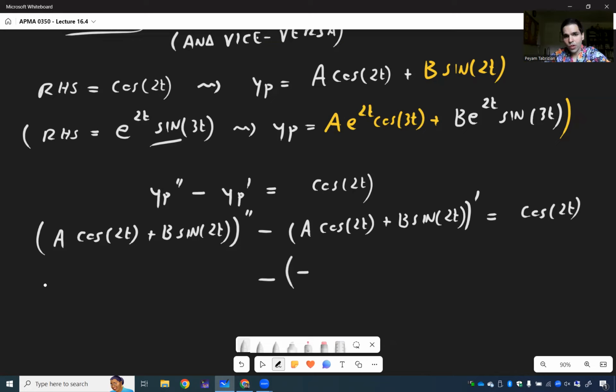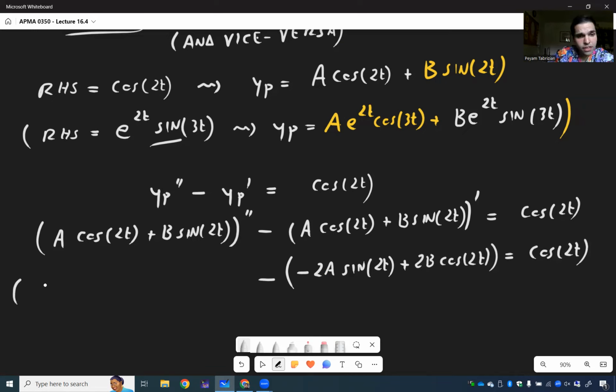Using the chain rule, I think we get minus 2a sine of 2t plus 2b cosine of 2t. And then we just have to do that again for the second derivative. So I think it becomes minus 4a cosine of 2t, and then minus 4b sine of 2t. Because sine of 2t becomes 2 cosine of 2t, which makes this 4, and then a cosine of 2t becomes minus 2 sine of 2t, which combined gives you minus 4b.